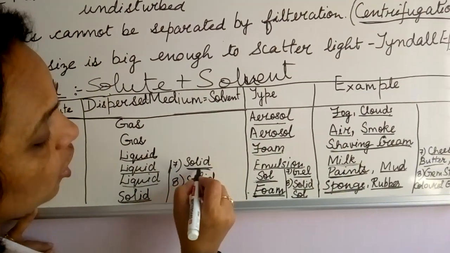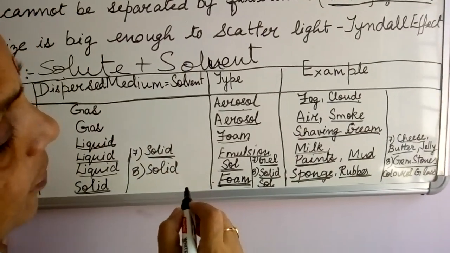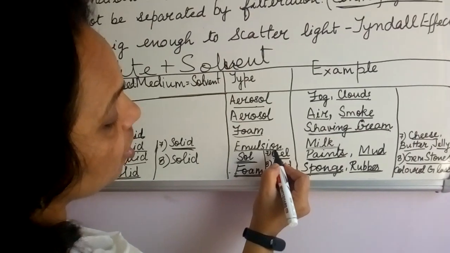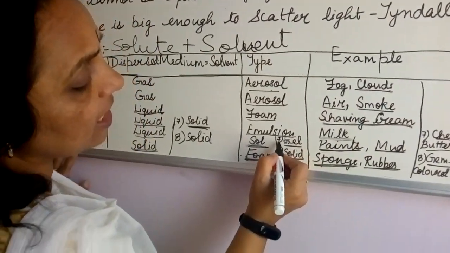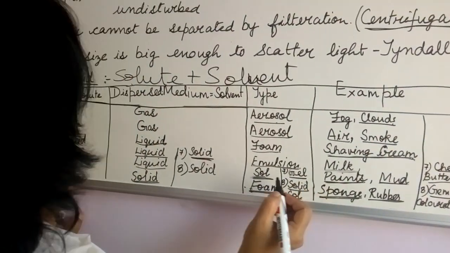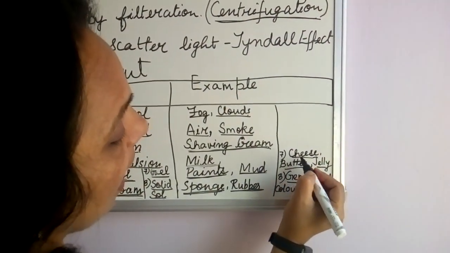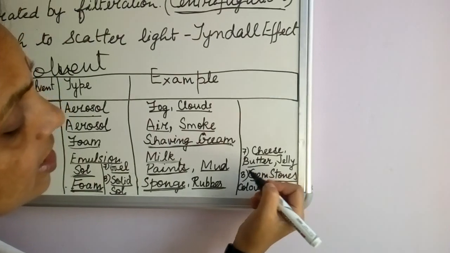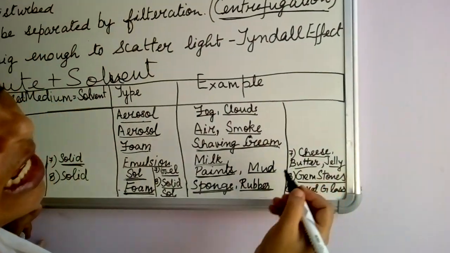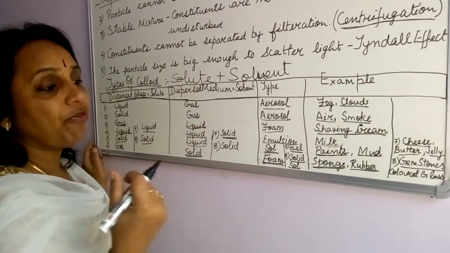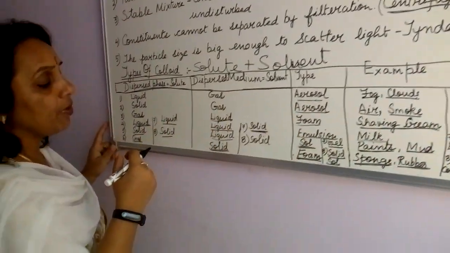Whenever a liquid is dispersed in solid, what is the name of such a colloid? The name of such a colloid is G-E-L, gel. You can see the seventh number, it is called gel. So liquid dispersed in solid is called gel, and the example of such a colloid is cheese, butter, or jelly, just jelly that is available, and the children are very fond of jelly. So that's an example of gel.